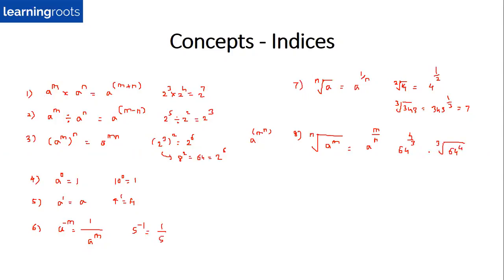and vice versa. Okay. Then coming to the next rule, in case you have product of two numbers and raised to some power, for example, ab, which is a into b raised to m, this is written as a raised to m into b raised to m. Okay.